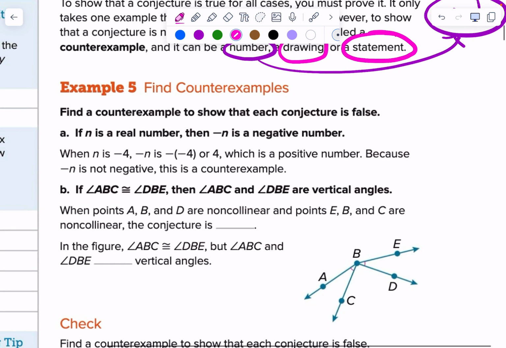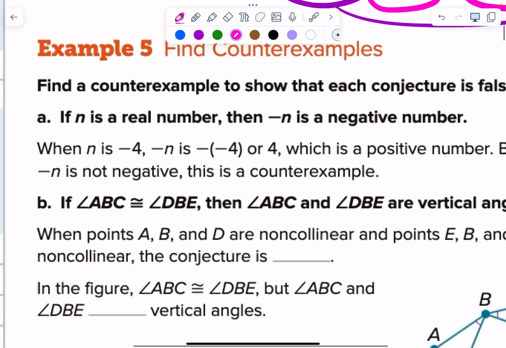Okay, find a counterexample to show that each conjecture is false. If n is a real number, what's a real number? Not a big one. Any number that you can think of. What is not a real number? Pi is a real number. Pi is an irrational real number. The only thing that's not a real number is an imaginary number, which is i, right?